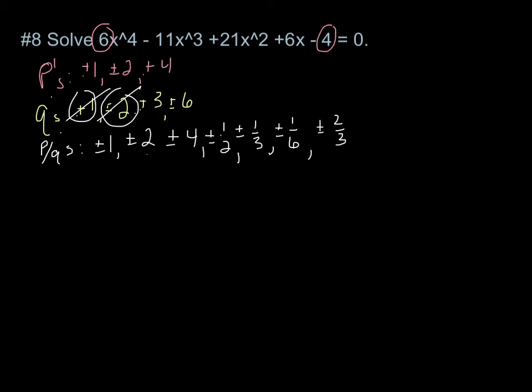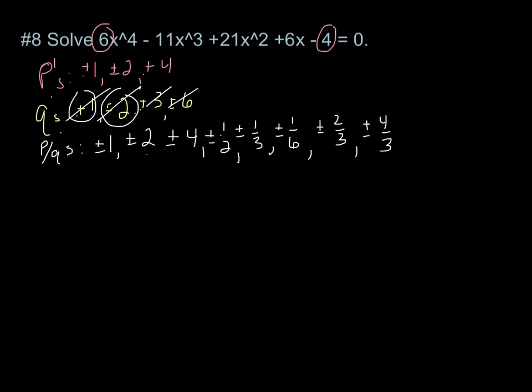Plus or minus 2/6 is really just 1/3, so I've already got him. Now I need plus or minus 4/3. I'm done with the 3 now. And plus or minus 4/6 is really 2/3, so I've already got him. So I'm done with the 6. Sweet. So now I begin guessing.